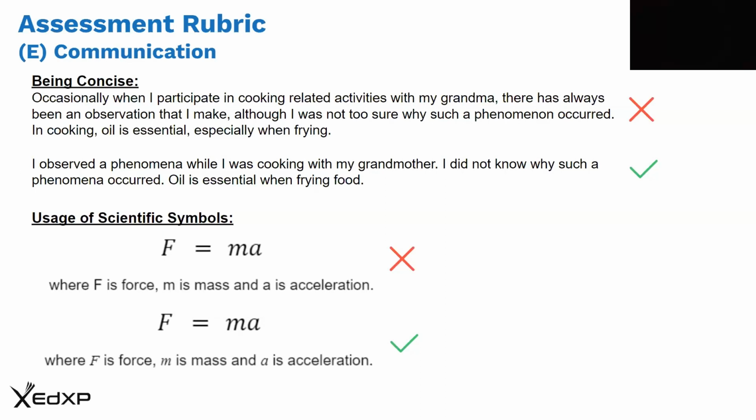Oil is essential when frying food. The benefits of being concise are twofold. The report is more coherent, and you free up space for more meaningful content and analysis.